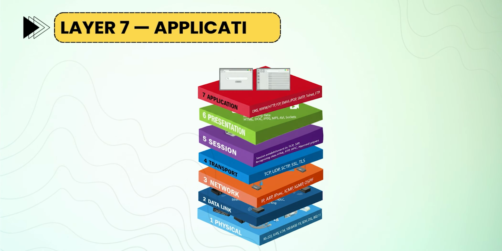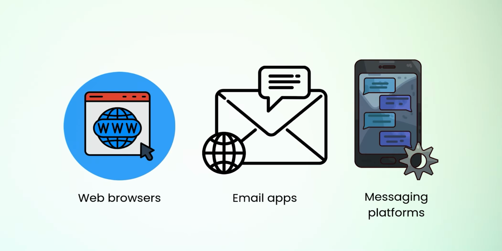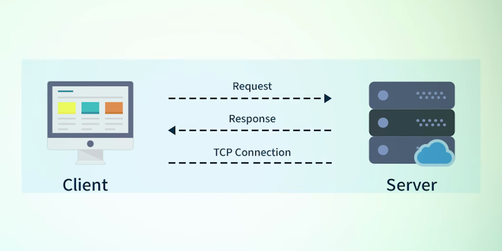Layer 7. Application. What users see. This is the layer closest to the user. Web browsers, email apps, messaging platforms, all live here. It turns raw data into meaningful content.